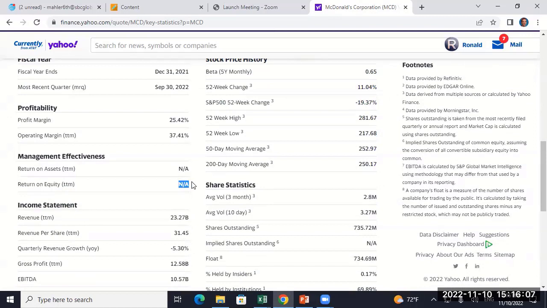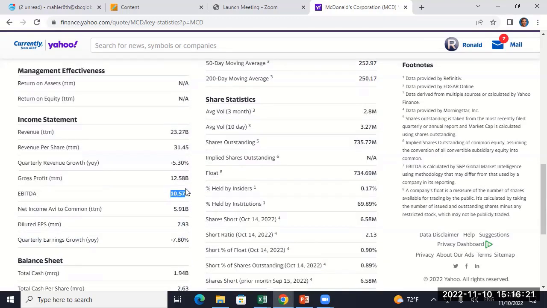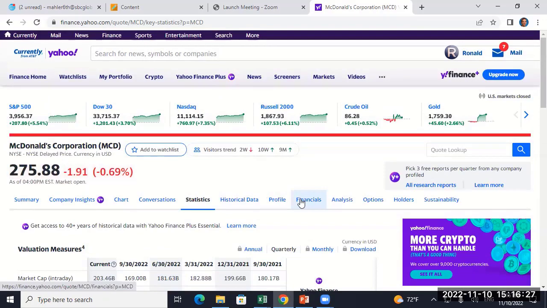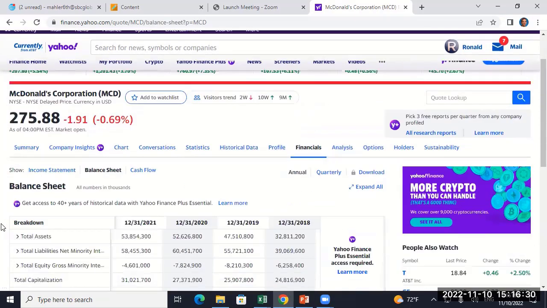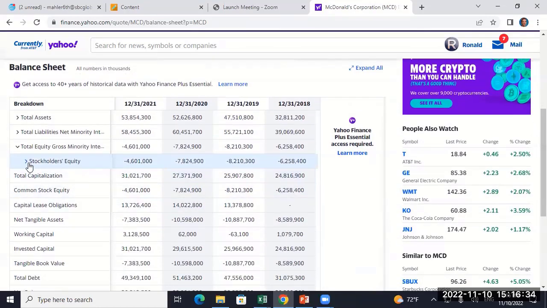McDonald's is making money. In fact, they've been doing really, really well recently. They're one of those firms that said, hey, we're able to increase our prices for inflation, so our margins have been pretty well protected. They don't have an ROE. Any guesses? They have earnings, $10 billion in earnings. That's pretty good. Well, let's look at their financials. Look at their balance sheet. What do you notice about their stockholder equity? Anything jump out there?